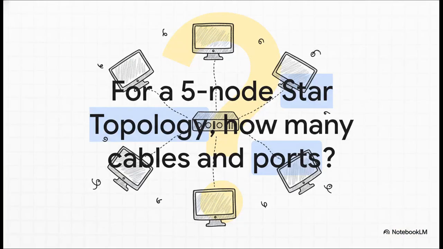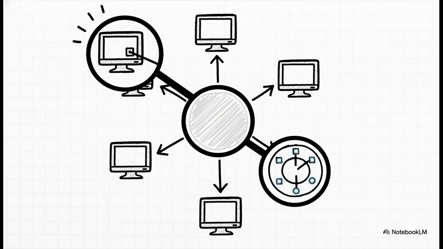So picture this, 5 computers, and they're all connected to one central device, like a hub or a switch. Sounds pretty straightforward, right? But there's a little catch in the math here that trips people up. And here's the secret. You have to remember the hub. That central device isn't just a box sitting there. It's an active part of the network. So yeah, each of the 5 computers needs 1 port and 1 cable. But that central hub also needs its own port for every single one of those computers.